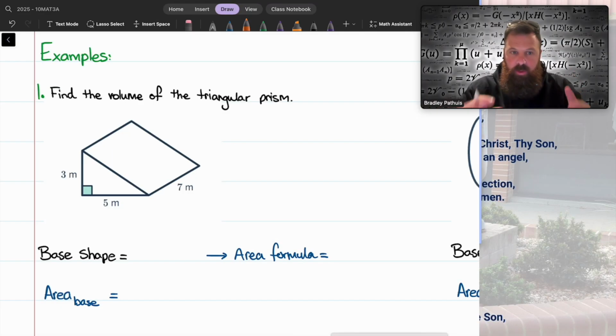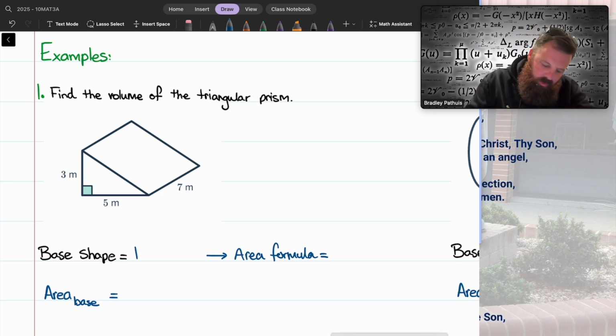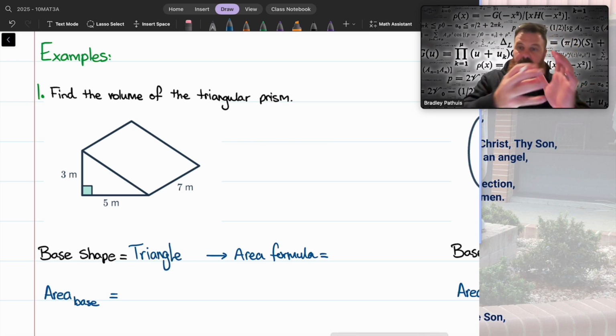Right, so you've paused, you've copied down, you had a go, so let's talk through our base shape. Well, what we have, our base shape, it's a triangular prism. And it's a triangular prism because we started off with a triangle and we stretched it.